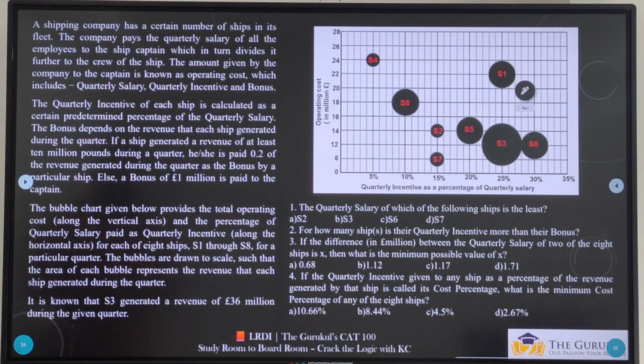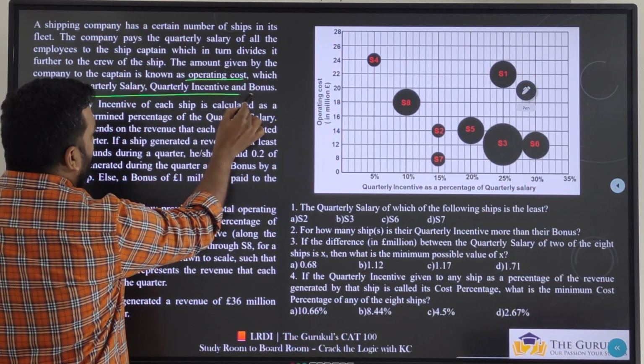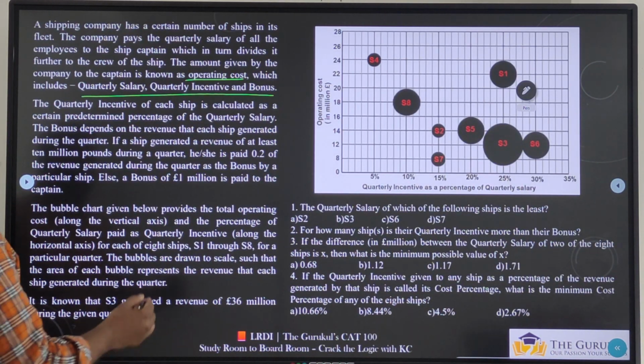Okay, let's see. A shipping company has a certain number of ships in its fleet. The company pays the quarterly salary of all the employees to the ship captain, which in turn divides it further to the crew of the ship. The amount given by the company to the captain is known as the operating cost, which includes quarterly salary plus quarterly incentive plus bonus. The quarterly incentive of each ship is calculated as a certain predetermined percentage of the quarterly salary.